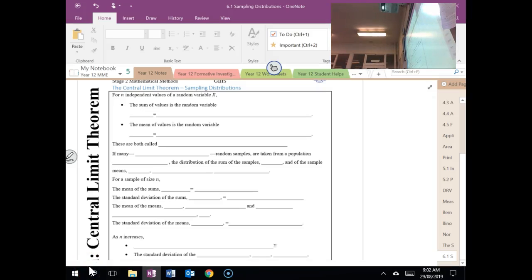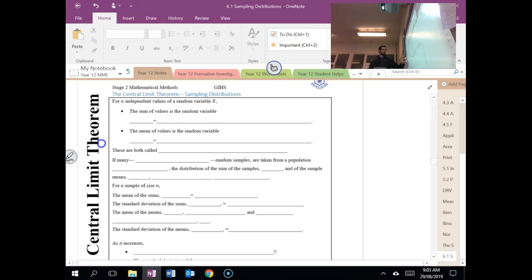So this is the critical statement of the central limit theorem that we're going to be using a fair bit. First of all, the sum of values is the random variable Sn, which is equal to x1 plus x2 plus x3 and all the way up to plus xn. That's the notation we use.